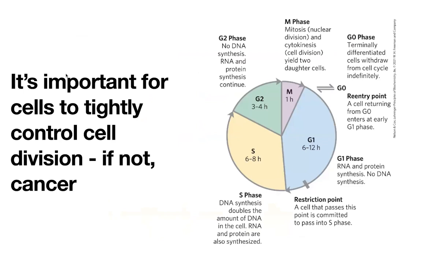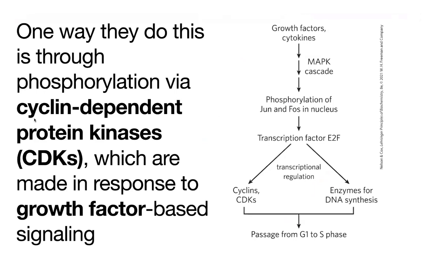It's really important that cells tightly control their cell division, or if not, you get uncontrolled cell growth, which is cancer. There are different phases to cell division, and there are different checkpoints at these different stages so that cells only divide when the time's right. But if there are problems with that, you can get missignaling and uncontrolled growth. One way cells control things is through phosphorylation via cyclin-dependent protein kinases, or CDKs, which are made in response to growth factor-based signaling. So you have these growth factors that are going to lead through receptor tyrosine kinases to one of those MAPK cascades.